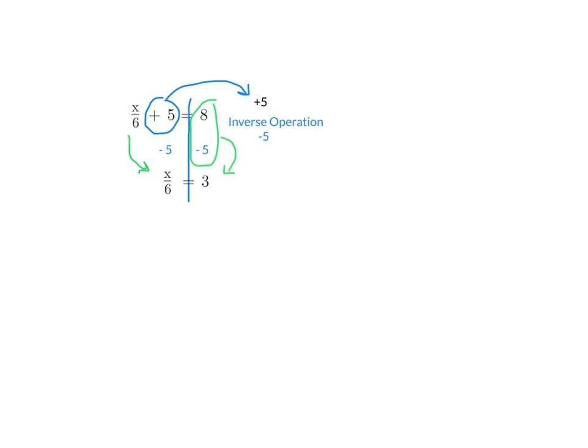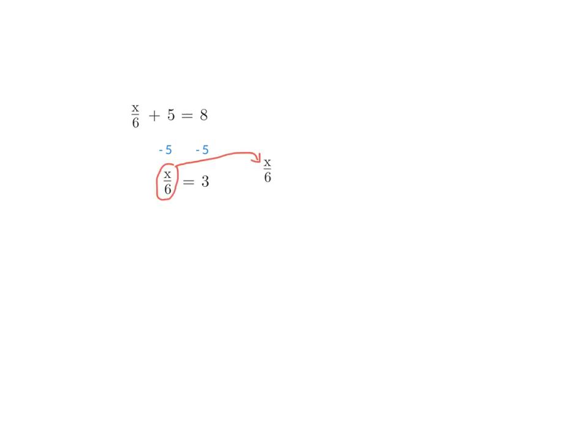And then we need to find the inverse of x over 6. And x over 6 means x divided by 6. So the inverse operation of division is multiplication, so we have to multiply both sides by 6. That just leaves us x on the left side, since the 6's cancel out. And on the right side we have 3 times 6, which is 18. So our final answer is x equals 18.